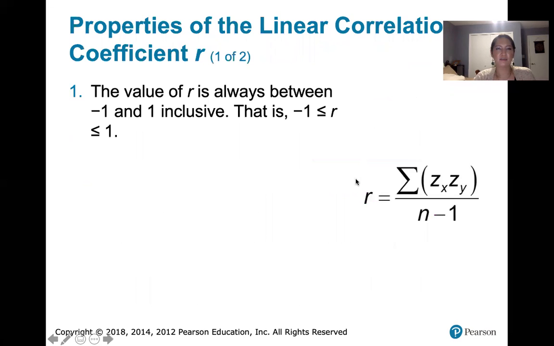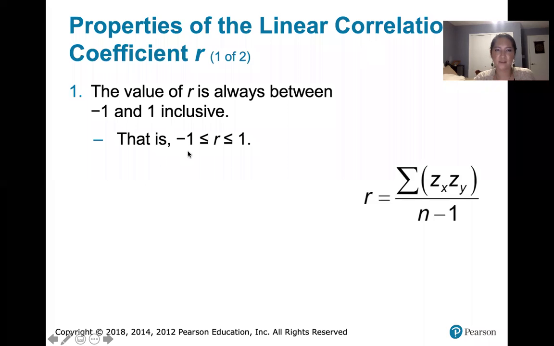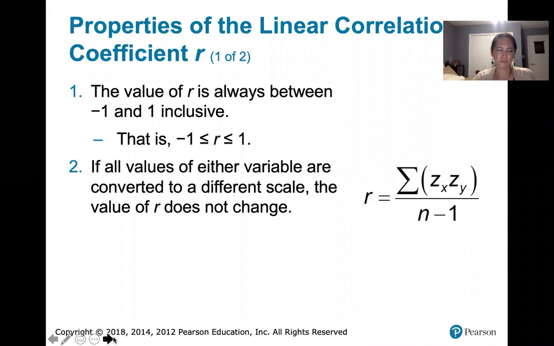Now here are some properties of the linear correlation coefficient R. The value of R is always between -1 and 1 inclusive. Or in other words, R is between -1 and 1, and R can equal -1 or R can equal +1.